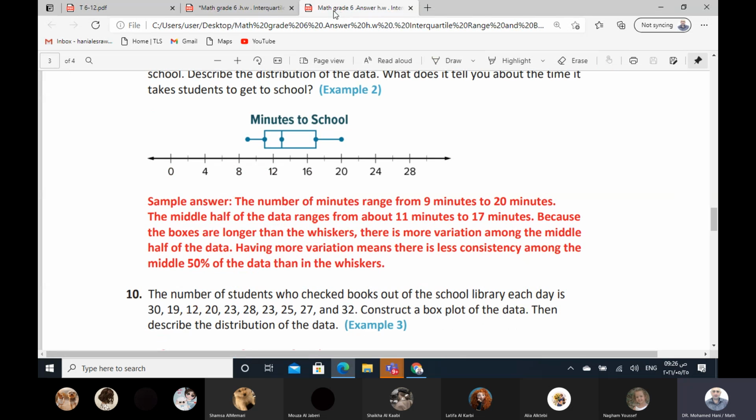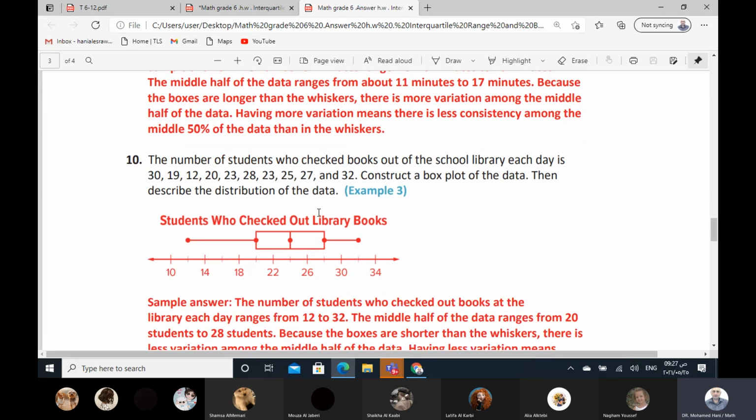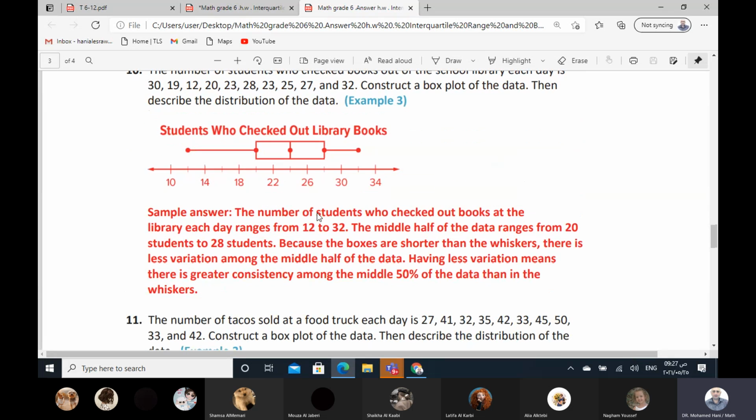Now we can draw the box plot. The first step, draw a number line. As you see, draw a number line. Put the data in order from least to greatest. Then we can put the smallest value and the biggest value. Then the median in the middle of the data here. Then the first quartile. Then the third quartile. You will find here you have the box plot and the whisker. Who has any question here?